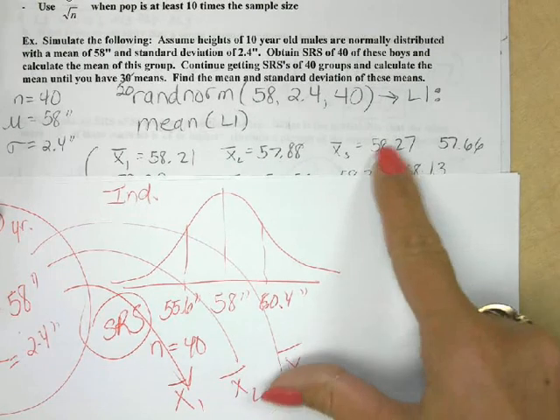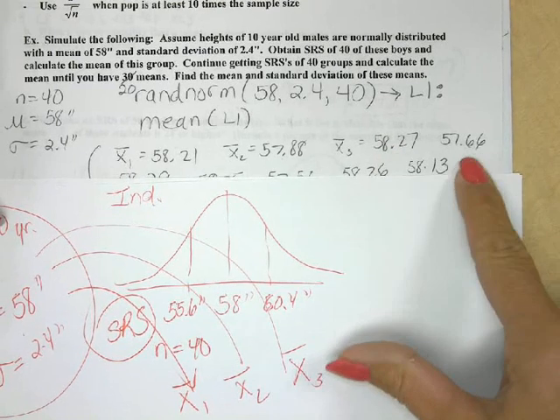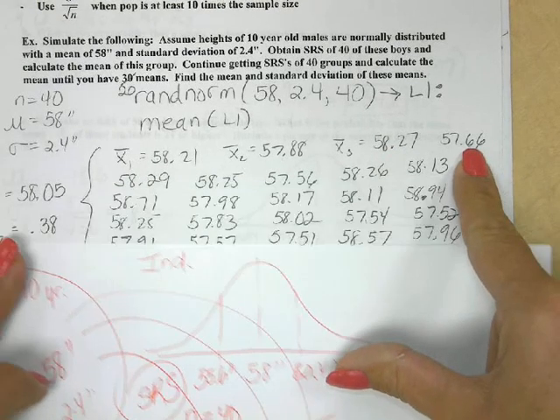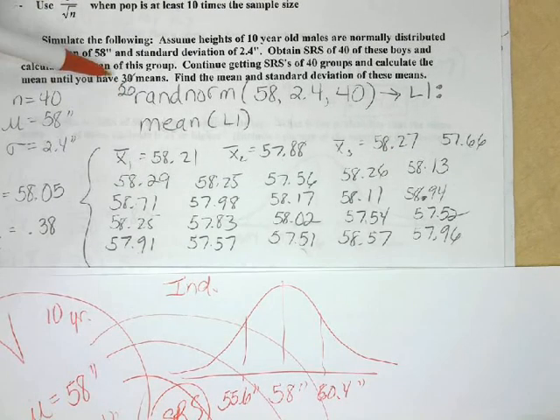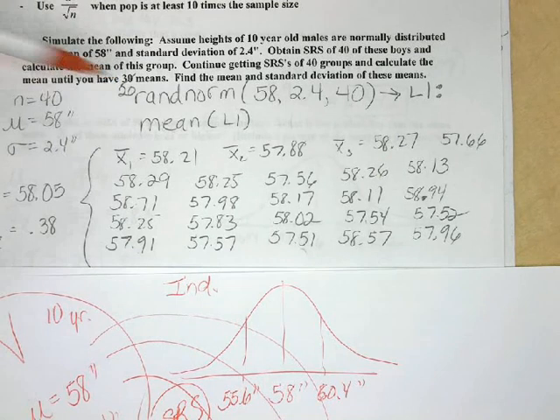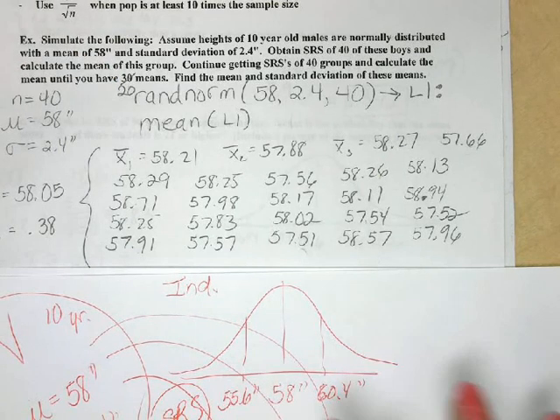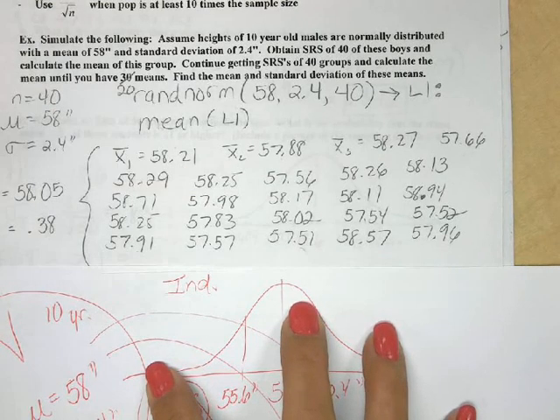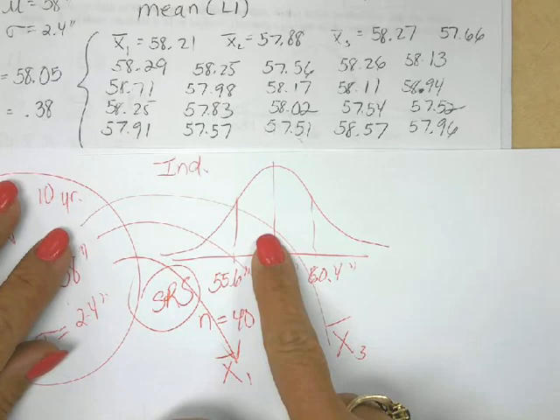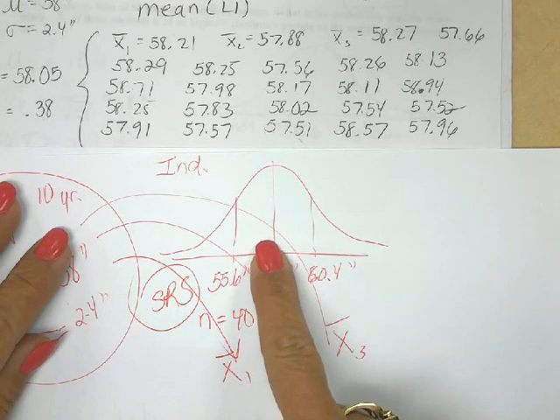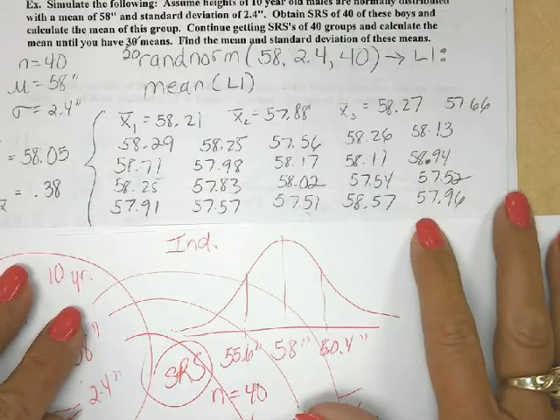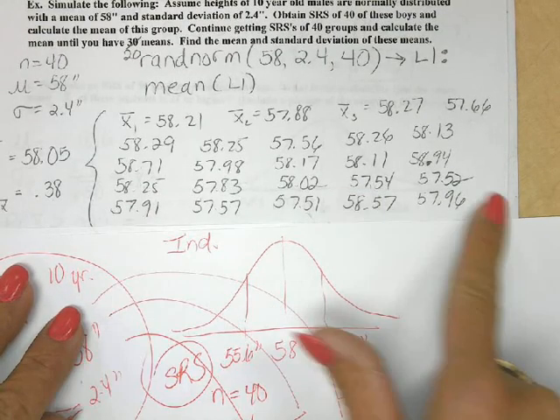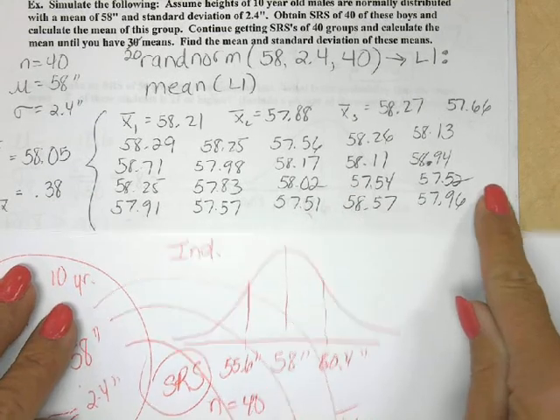I did it again. I did it actually 20 times. I said to do it 30. I got tired of doing it, as a matter of fact. In any case, each of these numbers comes from grabbing 40 numbers from here and finding the mean. Now, the question is, what type of a distribution would I expect these numbers to take on?